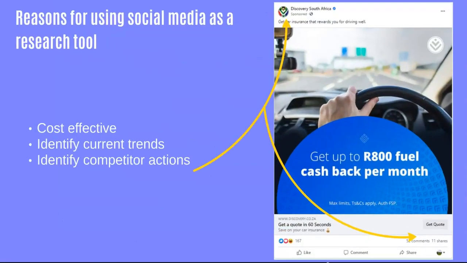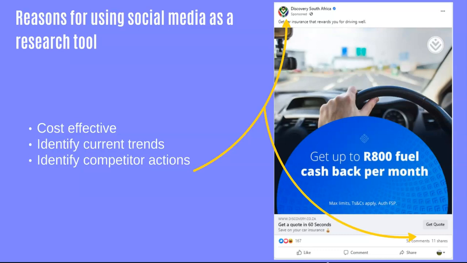Why do you need to use social media? So, reasons for using social media as a research tool. First of all, it's cost effective. It's way cheaper than print media or conducting in-depth research because people willingly provide their opinions. Whereas if you have to conduct research, you need to incentivize, and it's a nuisance, it costs money. With social media, it's very cost effective.